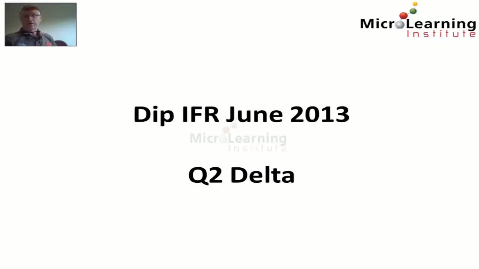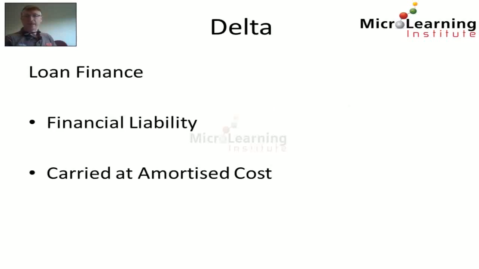This short tutorial looks at question 2 Delta from the DipIFR exam paper from June 2013. This question relates to IAS 21 foreign currency. Delta has taken on some loan finance. This loan finance is a contractual obligation to pay out cash, so consequently it is a financial liability. And we're told in the question that this financial liability is carried at its amortized cost.